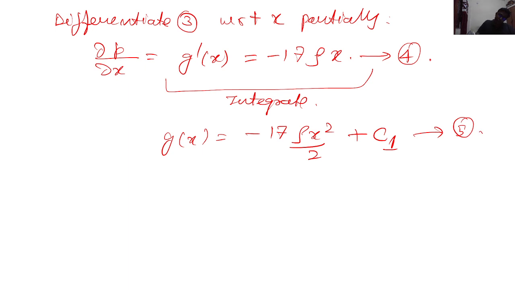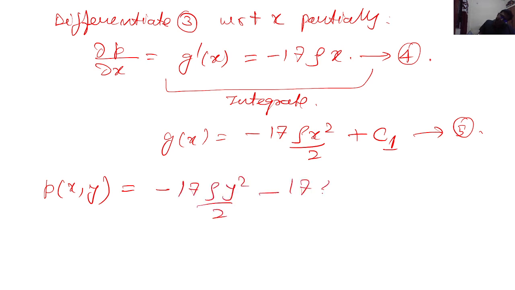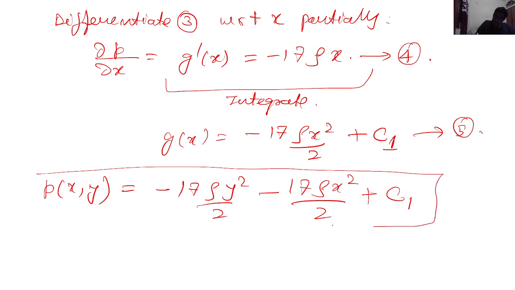So just substitute 5 in equation 3. We will finally get the expression for pressure in terms of x and y both. So it was minus 17 rho y square by 2 minus 17 rho x square by 2 plus any numerical constant c1. This would be the final expression for the pressure in terms of x and y together.